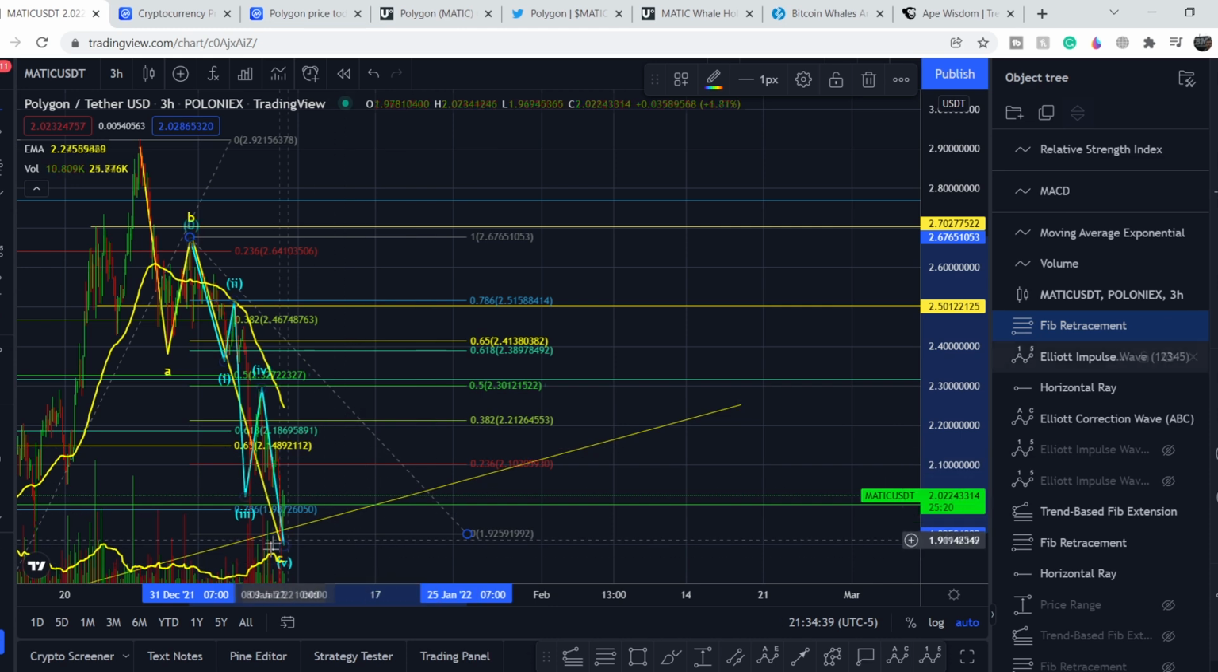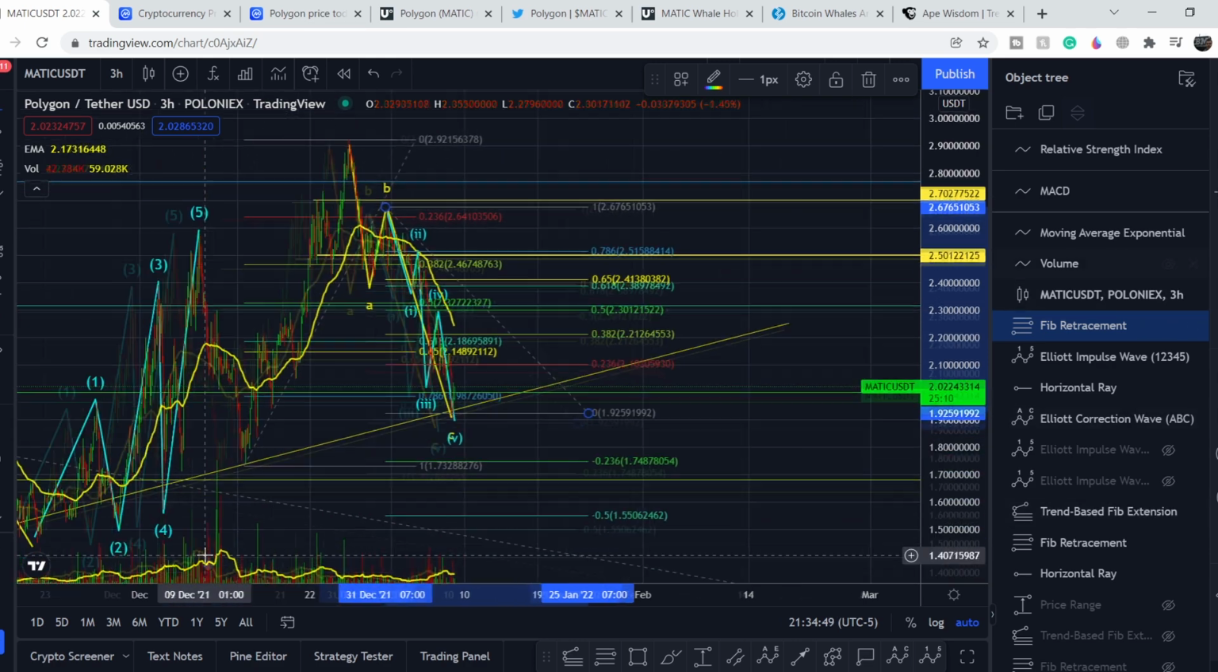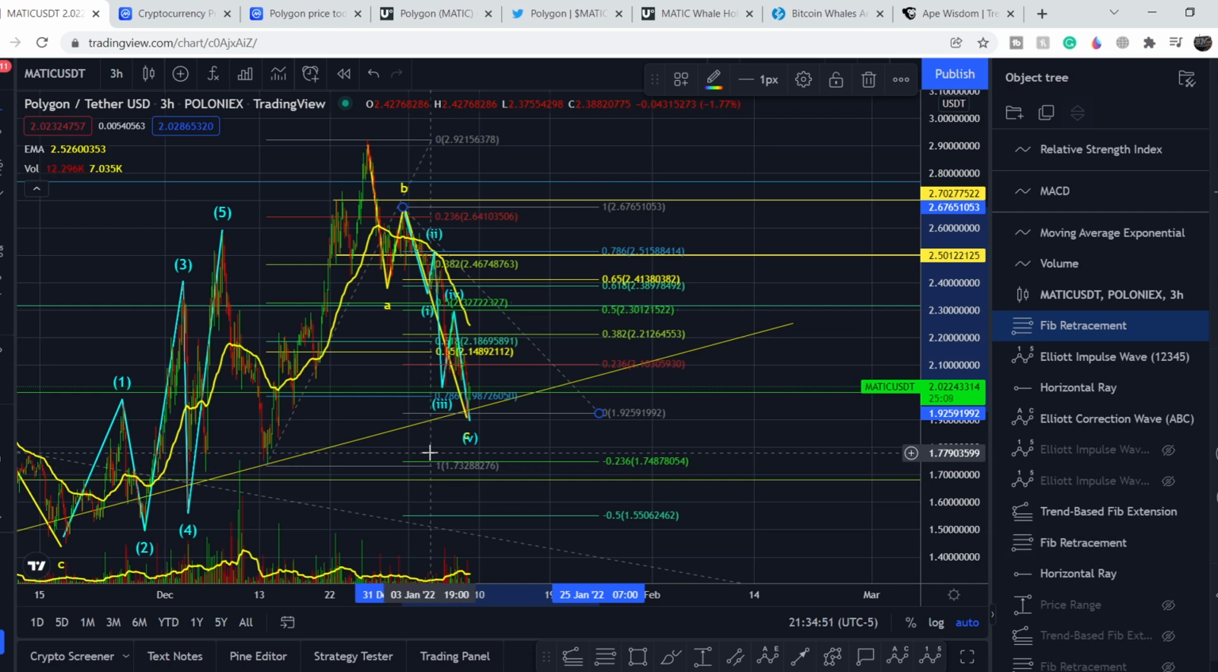But also, we should take a look at the volume. If the volume with this movement to the upside is significantly higher than we had previously, this means potentially we might have the next leg to the upside that will lead to much higher targets. So I think from the technical standpoint that's it for now. Polygon is acting exactly as I predicted.